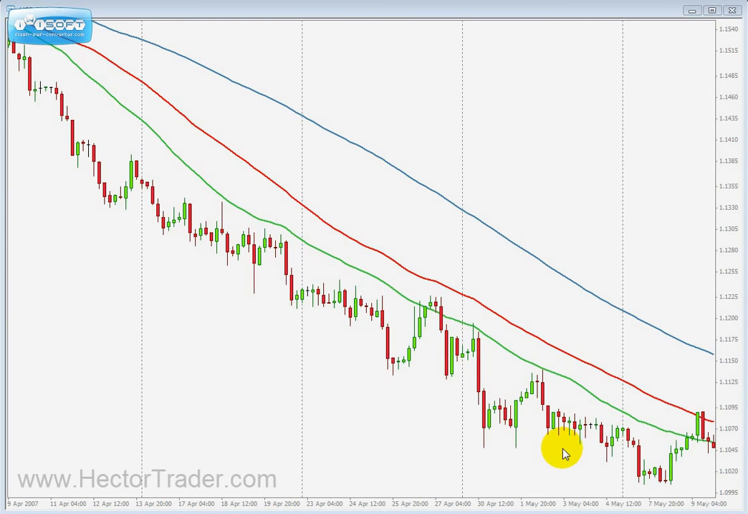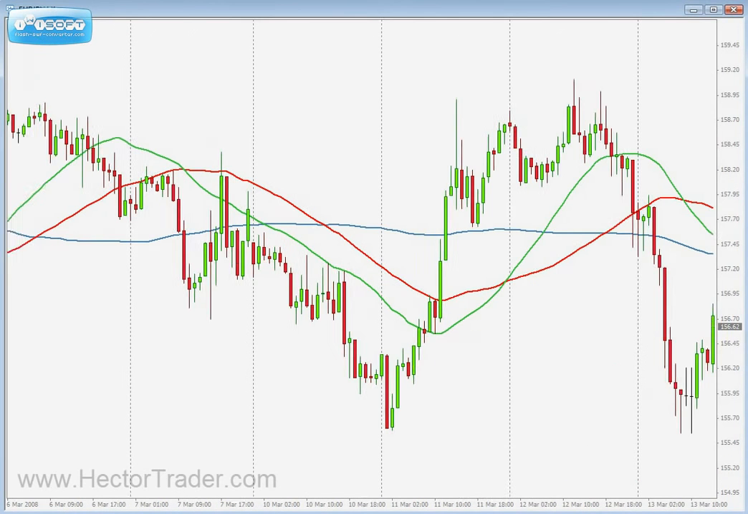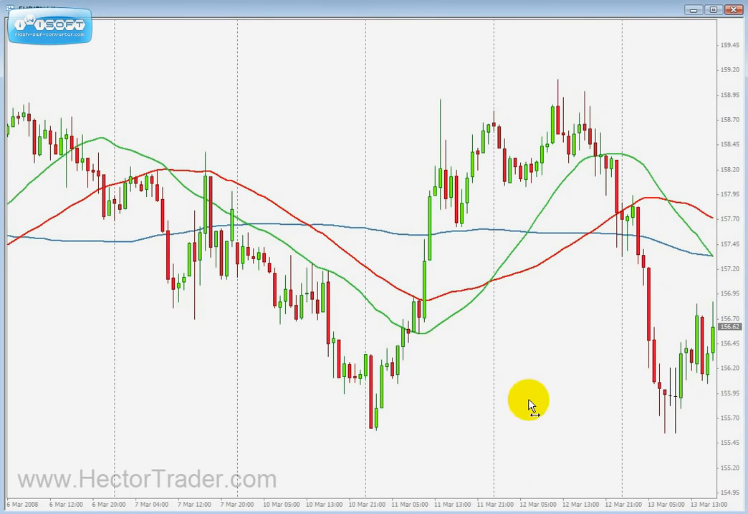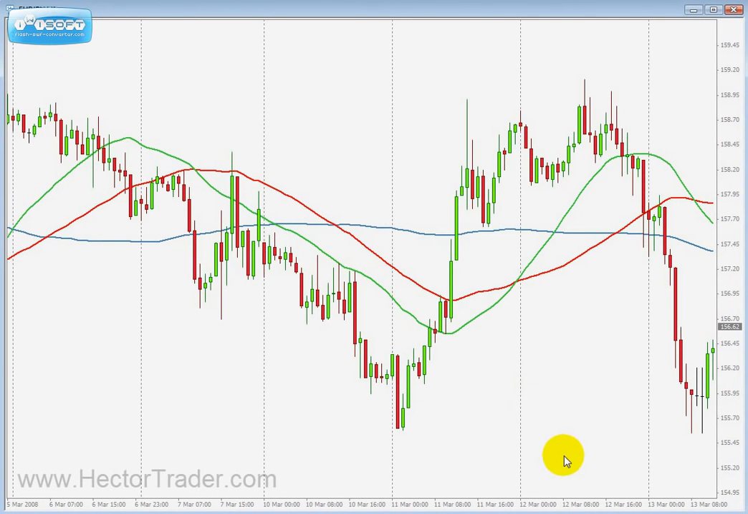The moving averages are telling you exactly the direction in which you should be trading, either long or short. In this case, clearly short. Whereas in this other case, the market is basically telling you nothing. It's just telling you, stay out of this mess, okay? Do yourself and your trading account a favor and stay out of the market.